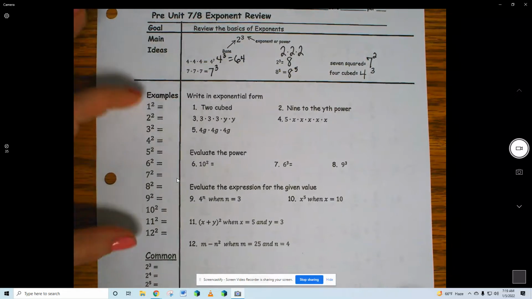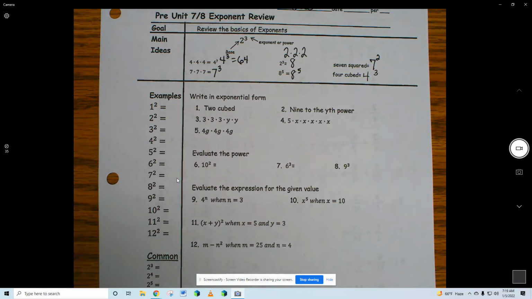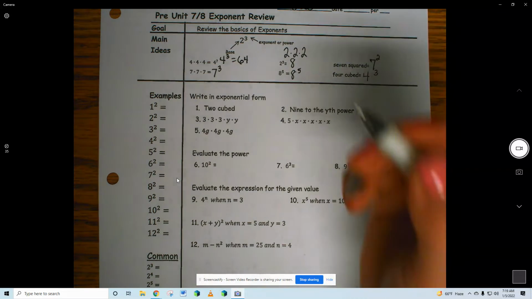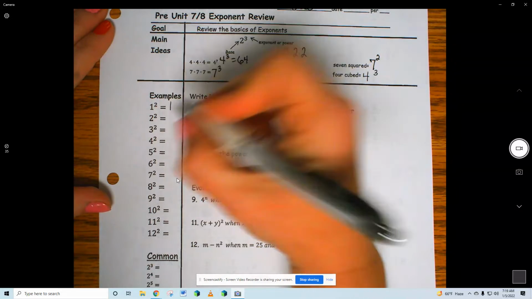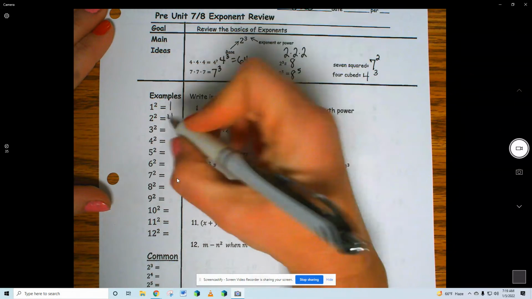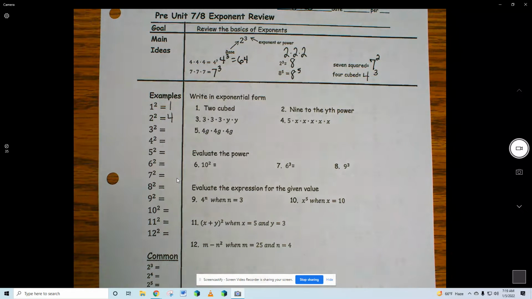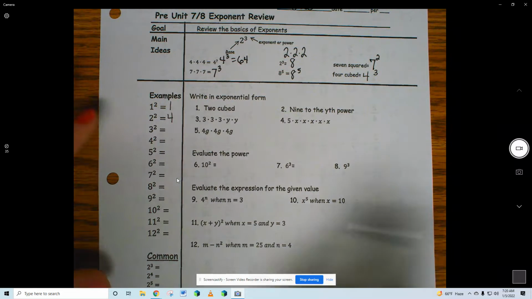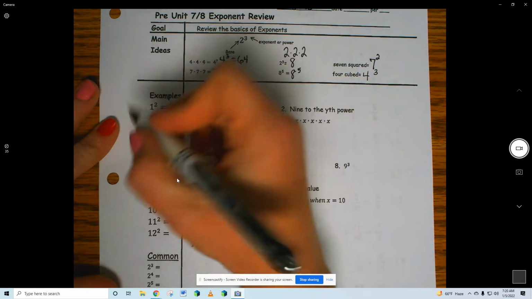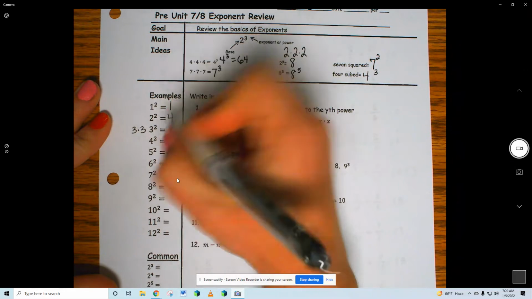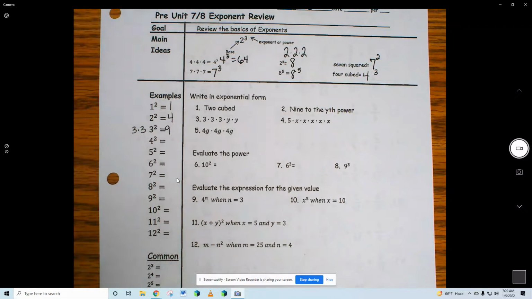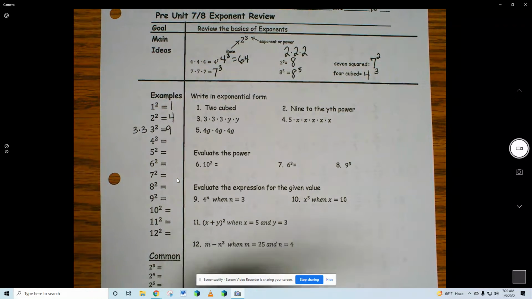All right. Now on the margin, I already asked you to do this, so this should be done, but I will go through it really quickly. 1 squared is 1. 2 squared is 4. 3 squared, do not ever say 6. 3 squared is not 6. Students do that. They're like, oh, 3 times 2. No, it doesn't say 3 times 2. It says 3 squared, which means 3 times 3, which is 9.